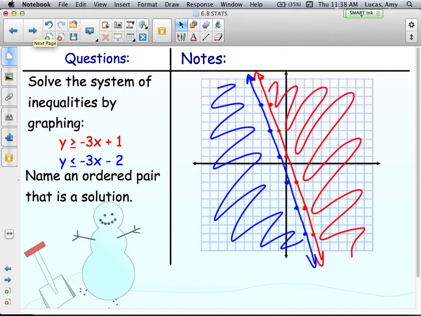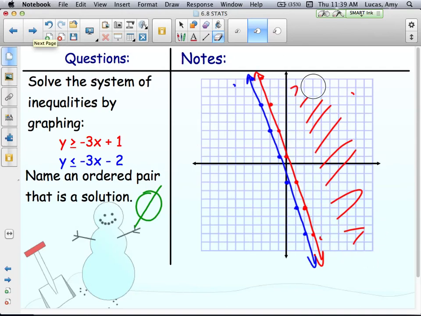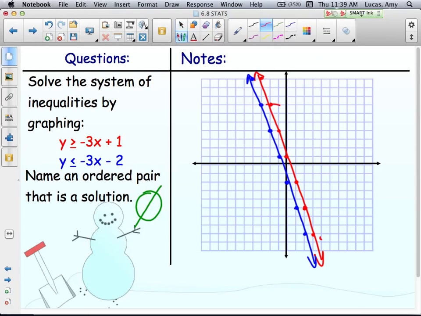So, name an ordered pair that is a solution. I do not have any ordered pairs that have been shaded twice. There's not a region shaded twice. So, this is an empty set. There is no solution. So, I should not see anything at all that's shaded twice. So this is an empty set.